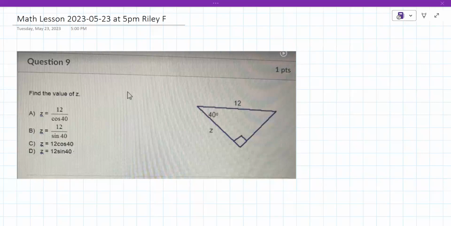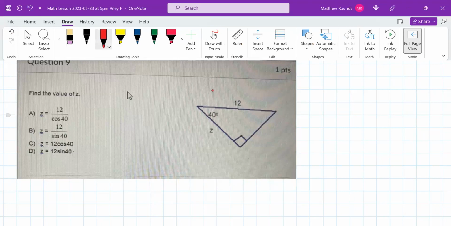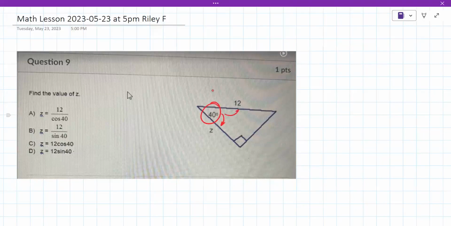Okay. If you're seeing my screen, you should be seeing question 9. Find the value of z. So relative to the indicated angle, which is 40, what is z and what is 12? And your answers are opposite, adjacent, or hypotenuse.